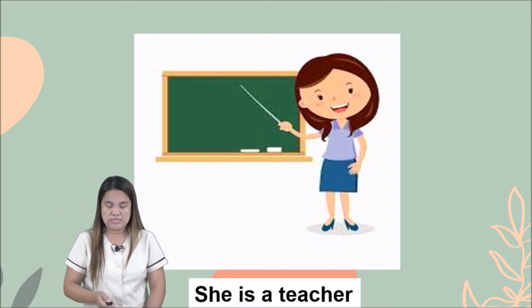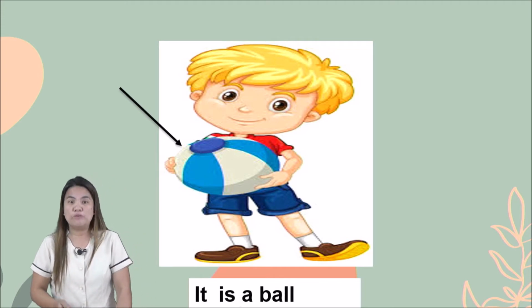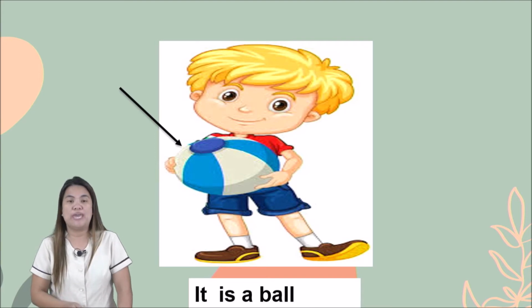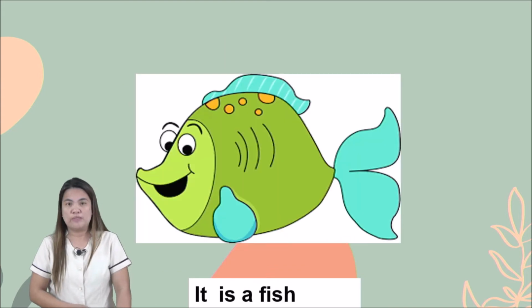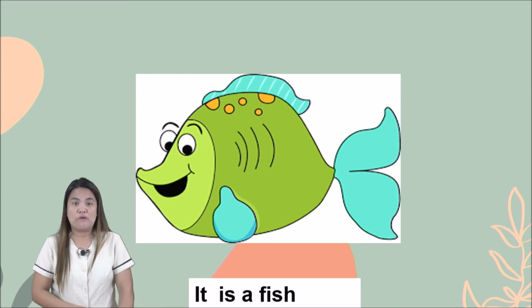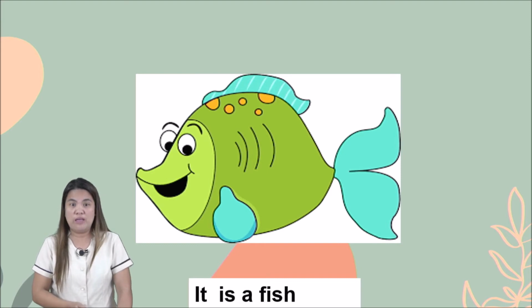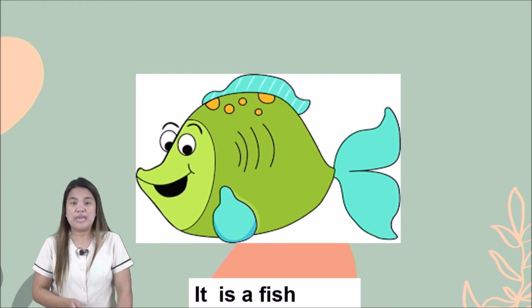Very good. Next example. Okay, look at that one. The arrow is holding a ball. It is a ball. Okay? It is a ball. We use it because the ball is a thing, right? Yes. So we use it. It is a ball. Very good, kids. I hope you understand. How about this one? It is a fish. Okay, again, it is a fish. We use it, okay? Not he or she, because it is a fish. Okay? It is a fish.